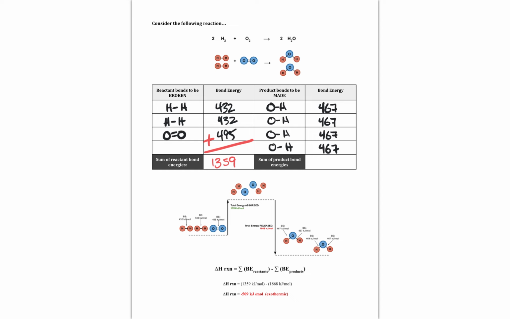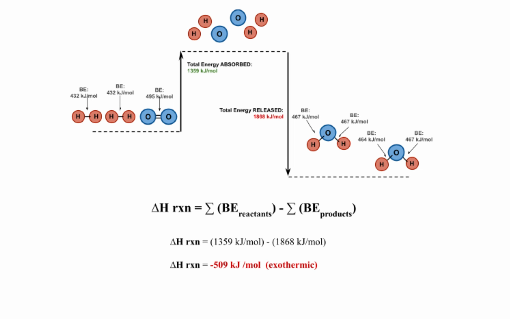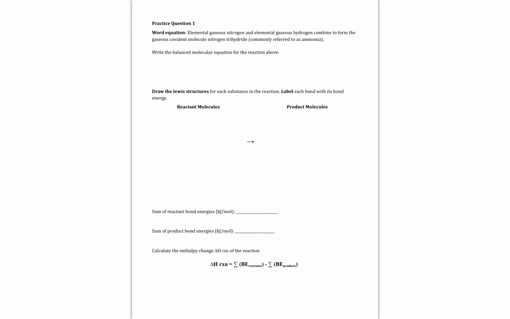And then when I sum up all of the bond energies of the products formed, that will release 1,868 kilojoules of energy in the process of forming those new bonds. So the difference between the input of 1,359 kilojoules and the output of 1,868 kilojoules is that there will be a net release of 509 kilojoules per mole of this reaction occurring. Since there is a net release of energy, this reaction is exothermic because the reaction system is giving off energy to the surroundings. Now let's put this all together with some practice problems.